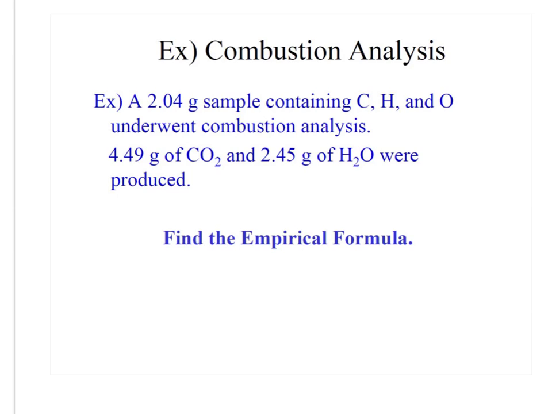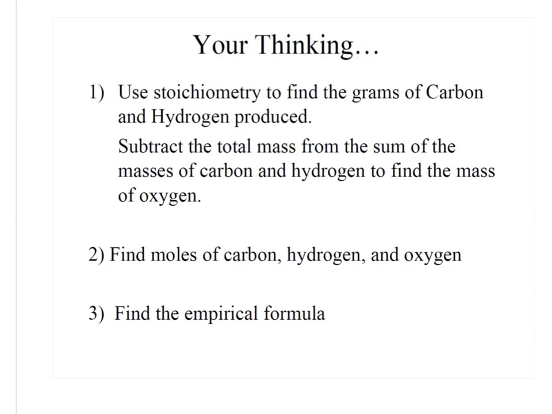Okay, a 2.04 gram sample containing C, H, and O underwent combustion analysis. 4.49 grams of carbon dioxide and 2.45 grams of water were produced. Find the empirical formula. All right, so this is your thinking. You're going to use stoichiometry to find the grams of carbon and hydrogen, subtract the sum of the masses of carbon and hydrogen from the total mass to find the mass of oxygen. Then you find the moles, and then you find the empirical formula.